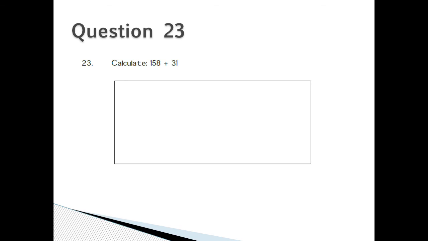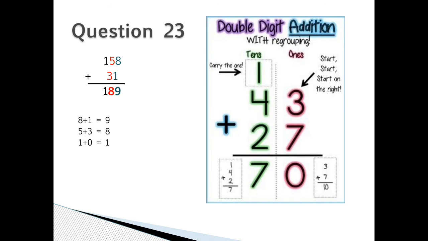Question 23. Calculate 158 plus 31. Question 23. 158 plus 31 will give us 189. 8 plus 1 will give us 9. 5 plus 3 will give us 8. And 1 plus 0 will give us 1.